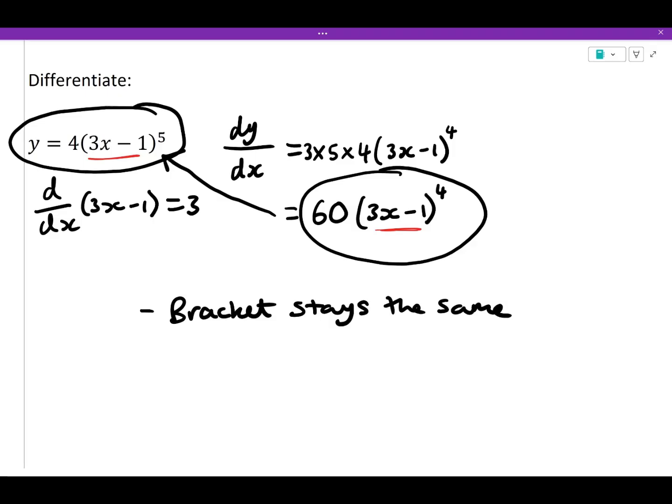And let's think about what changes in a specific pattern. Well, our power here is 4. Our power over here is 5. Our power is increasing by 1. So our power increases by 1. And that makes sense for what we've learned previously about integration.